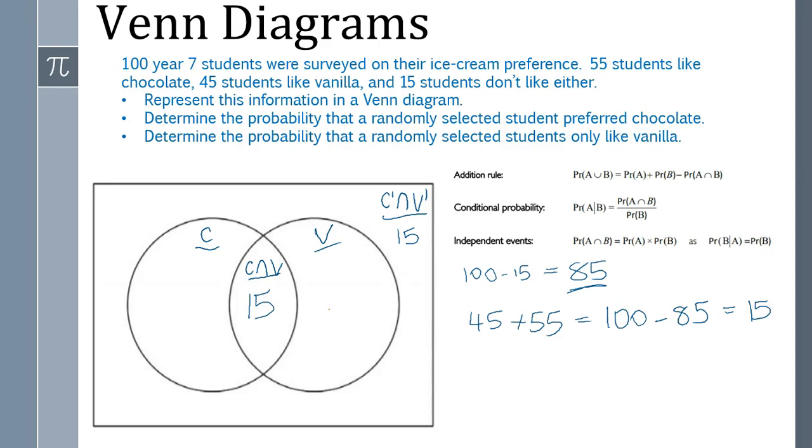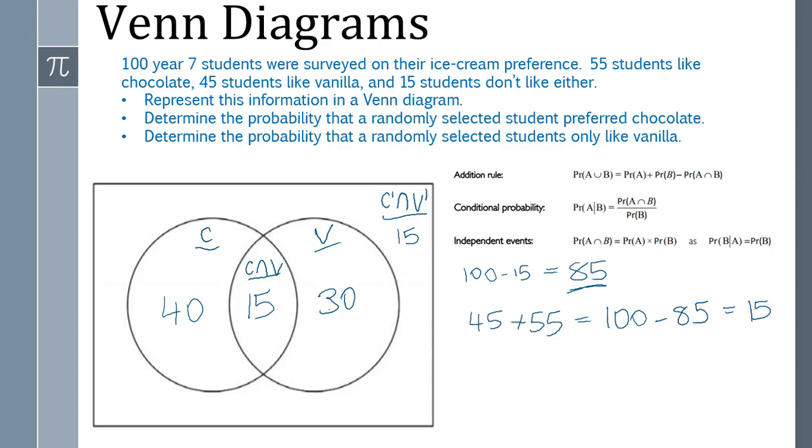All right, so 15 people like both and 45 like vanilla. That means that 30 students like vanilla but not chocolate. 30 plus 15 gives us 45 liking vanilla. 55 students like chocolate, which means that 40 like chocolate but not vanilla. That's 40 plus 15, which gives us 55 students who like chocolate. So we're going to add them up. 40 plus 30 gives us 70, plus 15 gives us 100. So we've got all our data in there and it's all covered.